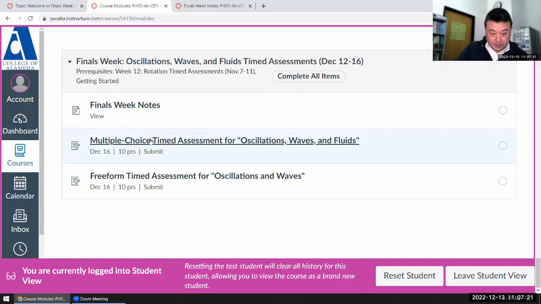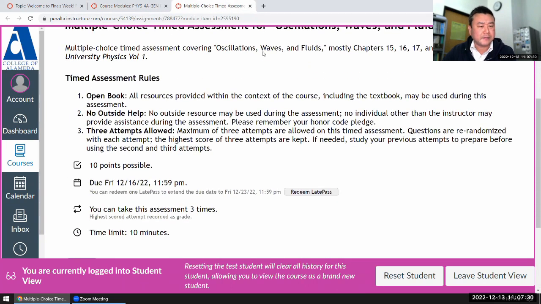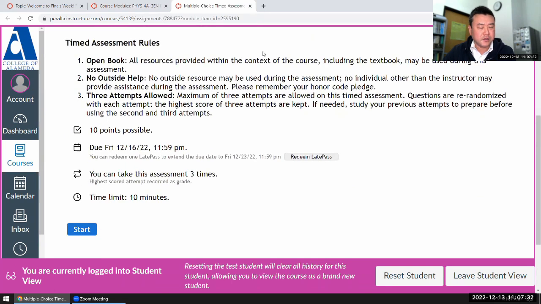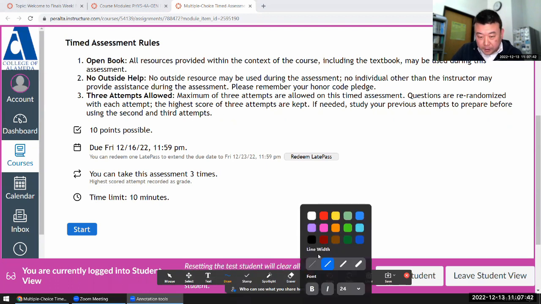So with that, let me just open it and do the multiple choice. I'll do it a couple times. I'll just do the first time. Let me get some Zoom writing tools in case I need to write anything. The usual standard disclaimer applies.